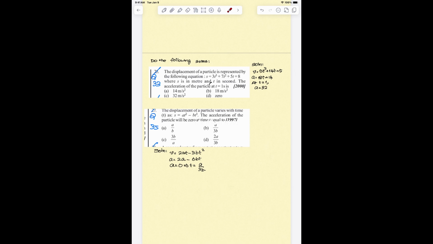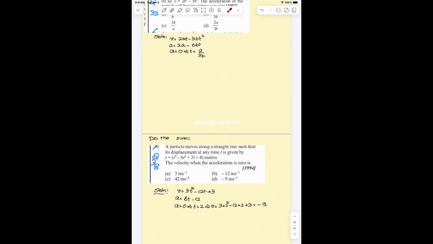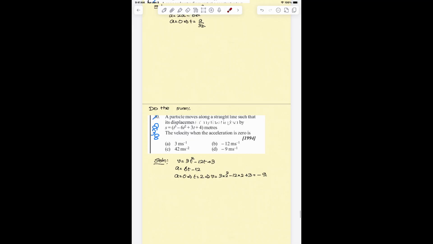Next question. The displacement of a particle varies with time as so and so. Acceleration of the particle will be 0 at time equal to. Again, the same kind of thing. Differentiate twice, you get the acceleration expression. Put acceleration equal to 0 and find out the time at which this is going to be 0. Fine.